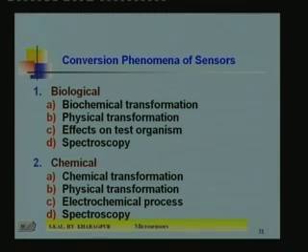Okay. In case of the chemical sensors, so what are the conversion phenomena? They are namely chemical transformation, physical transformation, electrochemical process and spectroscopy.